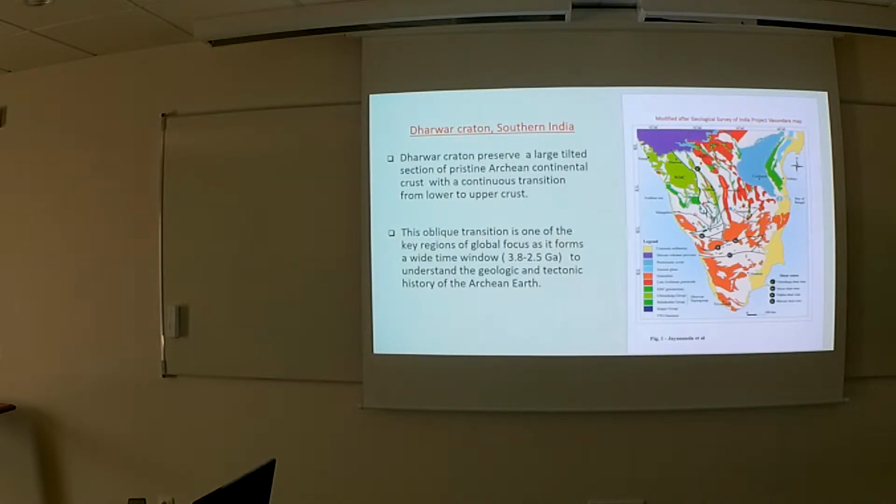So a continuous crustal section has been observed, and this is one of the key regions of global focus, because it forms a wide time window from 3,800 million years to 2,500 million years. So this is one of the regions. So this is the geologic sketch map of the Dharwar craton.